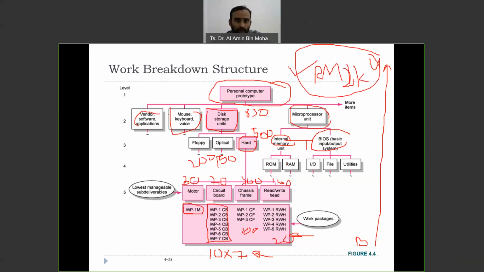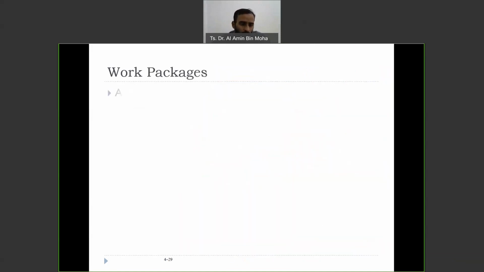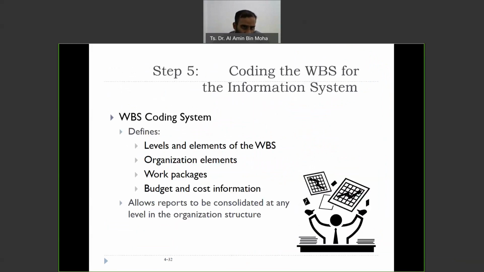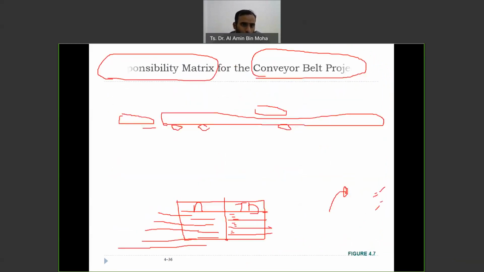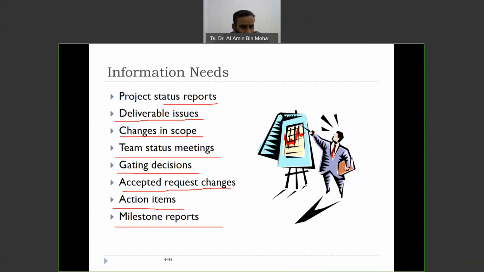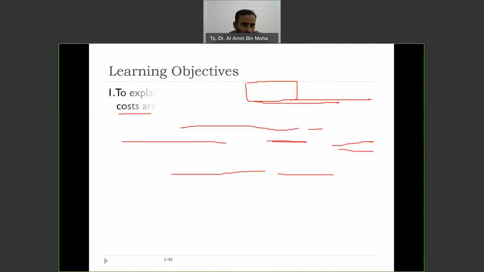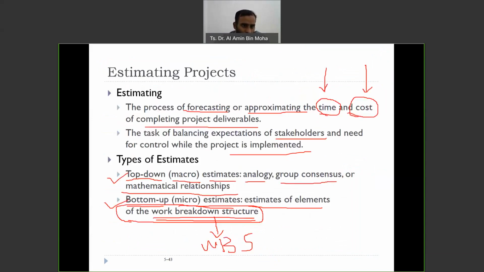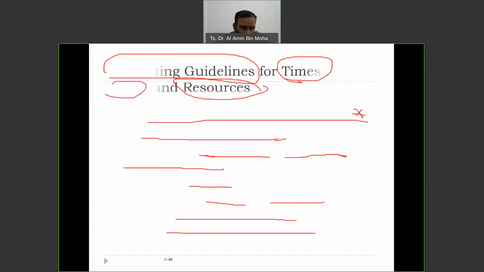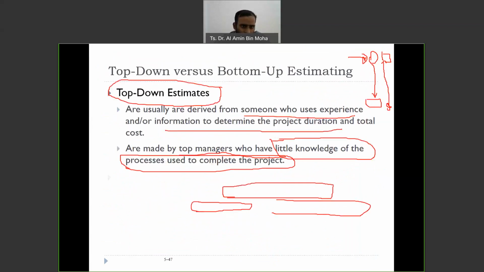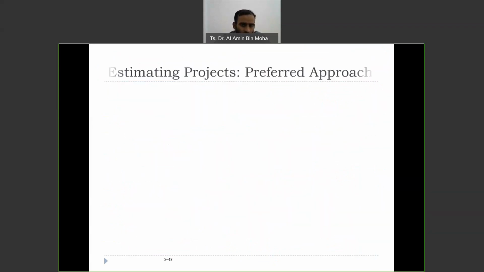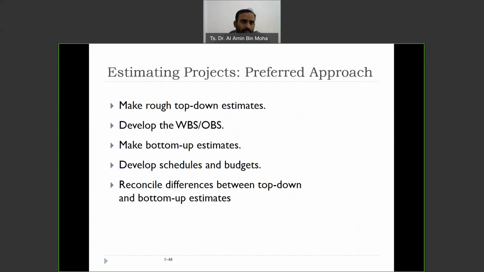So this is bottom up. Okay, so which one is better, top down or bottom up? Yes, anyone? Bottom up. Okay. Is that bottom up? Is it really? The bottom is the good. Okay. So this is the preferred approach. Basically, when you want to start doing the estimating, this is the preferred approach.